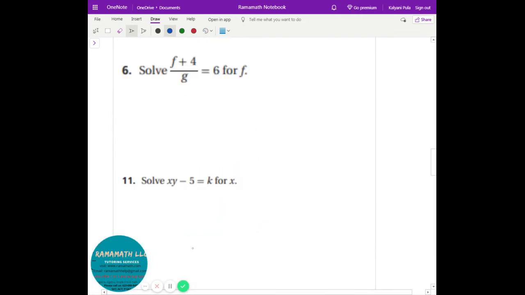So this one, solve f plus 4 over z equals 6. We're solving for f. So first, look at what variable you need. That's why you need to underline it. That's what I need to isolate, and then let's start getting rid of things one by one. The first thing I see is divide by z. So I'm going to multiply by z, times z here, times z here, so I can get rid of the z. So I got f plus 4 equals 6z.